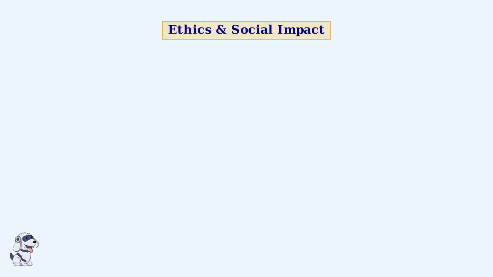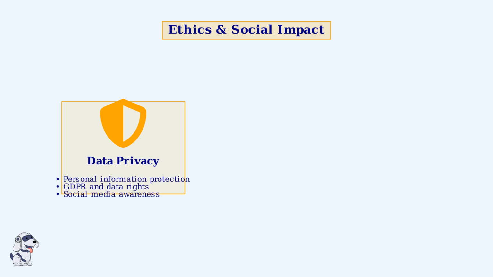Computer science education must address the ethical and social implications of technology. Students learn to think critically about the impact of their future work on society. Data privacy is a critical concern in our digital age. Students explore how personal information is collected, stored, and used, learning to protect both their own and others' privacy.